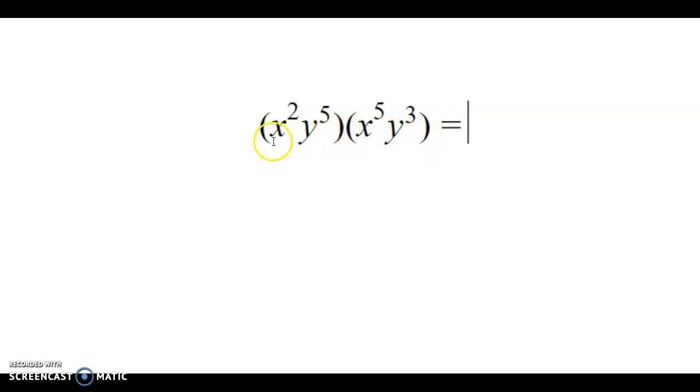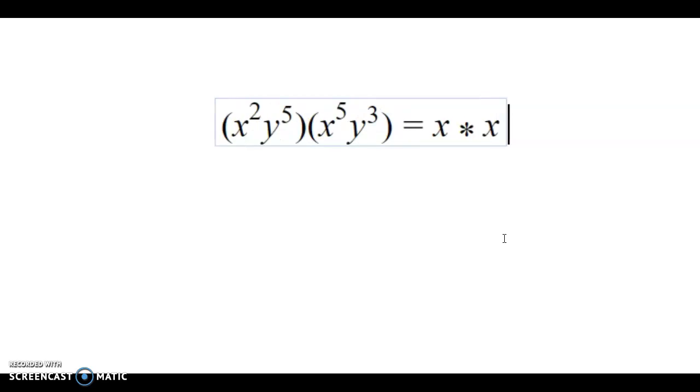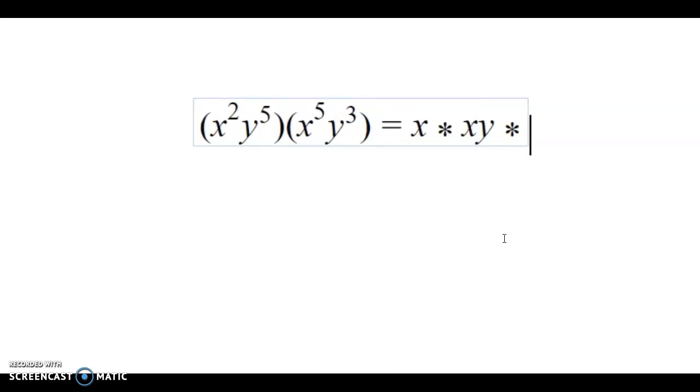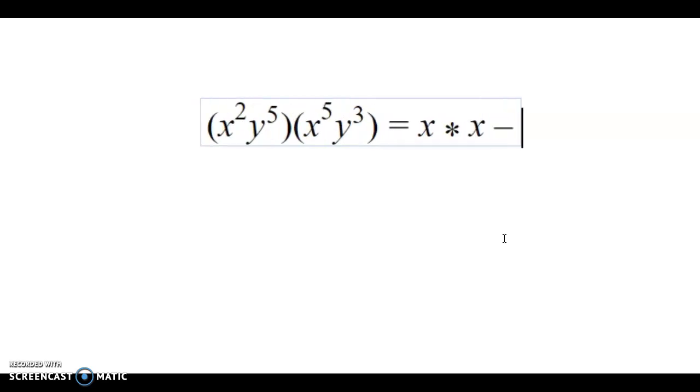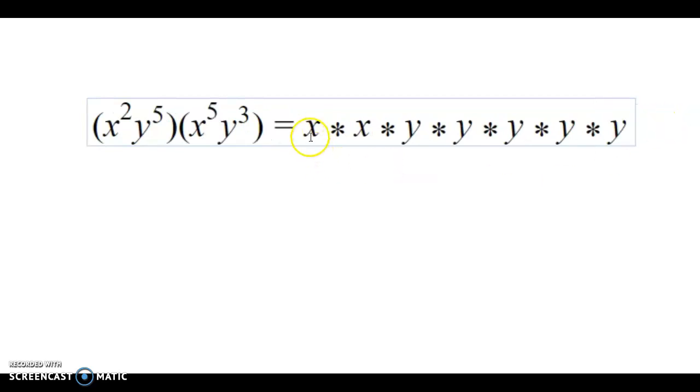Okay, you have x squared y to the fifth, times x to the fifth, y to the third. So if you remember from our lessons, you could expand all this out and make it be x times x, y times y, times 1, 2, 3, 4, 5. I'm gonna run out of room here.